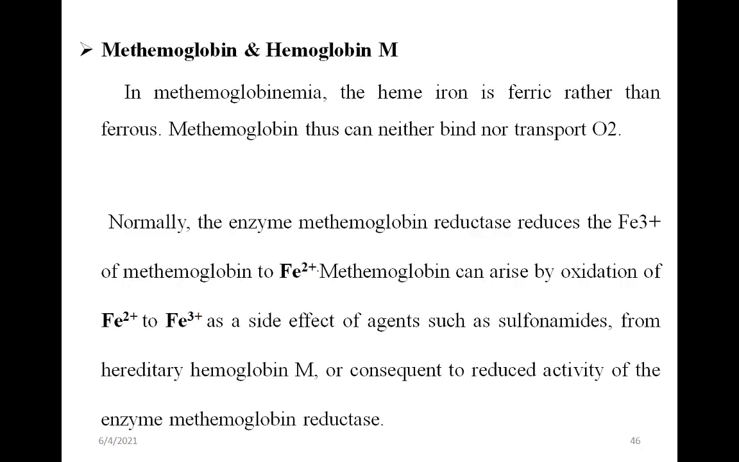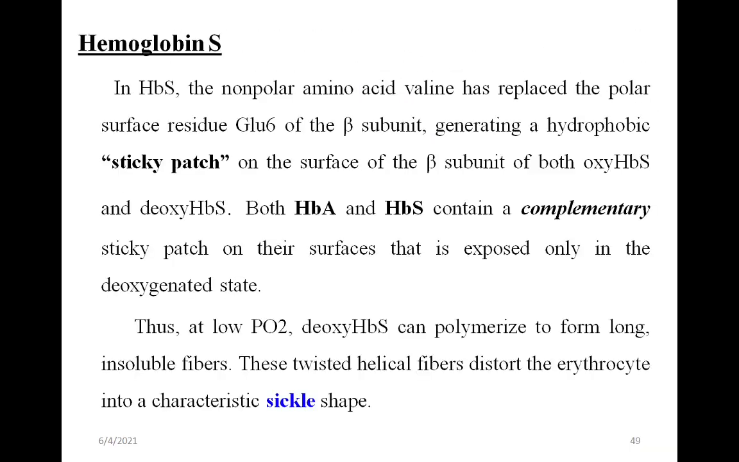Hemoglobin M and hemoglobin S are qualitative hemoglobinopathies. Qualitative, not quantitative. The quantity is okay. The alpha chain and beta chain quantity, the number of production, is okay, but the production is defective.